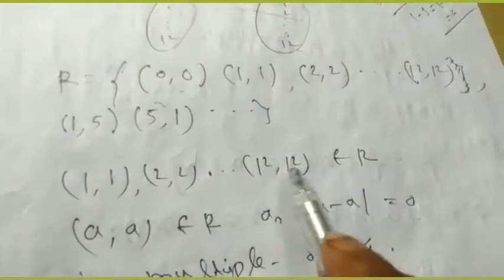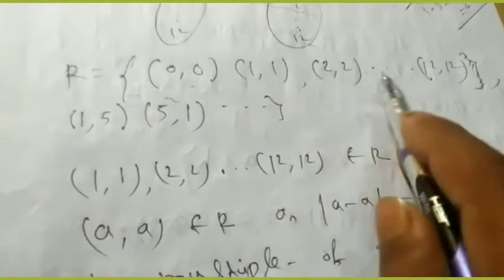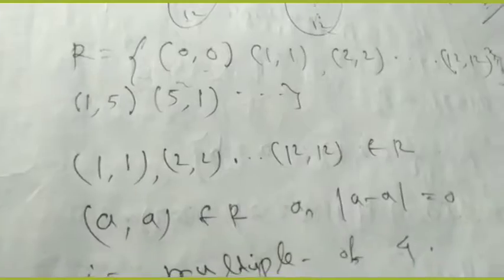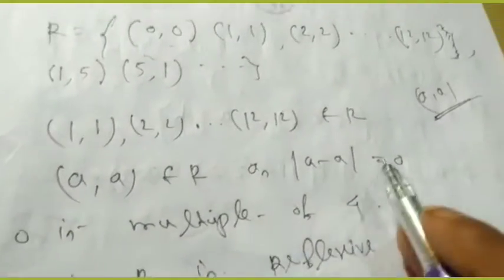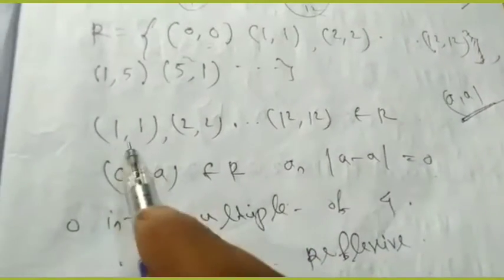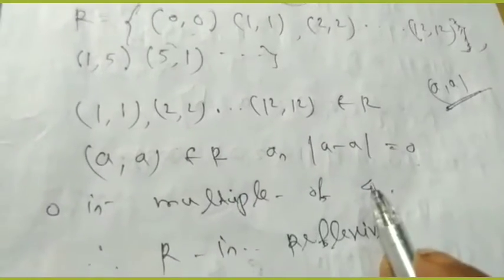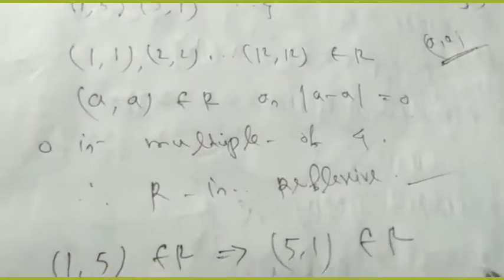(1,1), (2,2), (12,12) belong to R, so clearly it is reflexive, because, as I already said, the elements should be equal for reflexivity. In (1,1), (2,2), (12,12), all the elements are equal. If the elements are like this, then they belong to R, which means it is reflexive. As well as 1 minus 1, 2 minus 2, 12 minus 12, all are multiples of 4. So that's why R is reflexive.